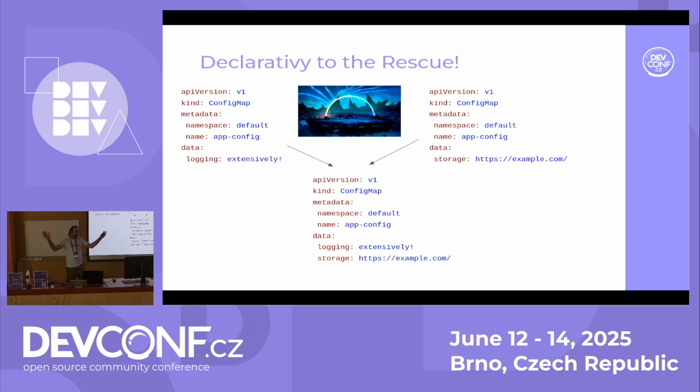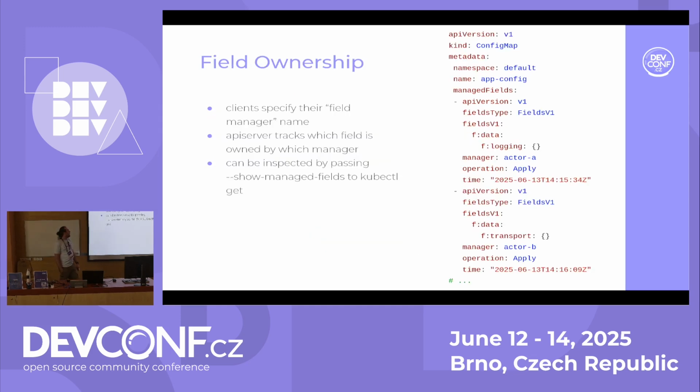So all is happy and harmonic. The field ownership stuff is tracked inside of the API. Each of these actors in the system specifies their name and supplies it to the API as a field manager name. And then the API server tracks which field is owned by which actor in the system.